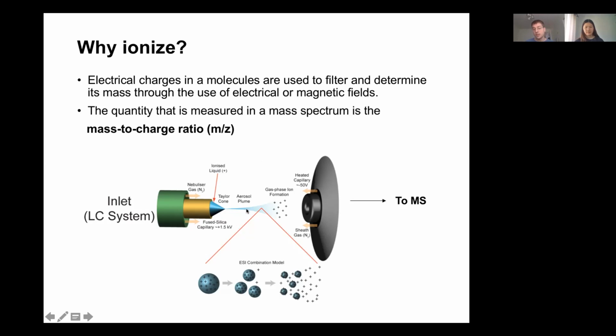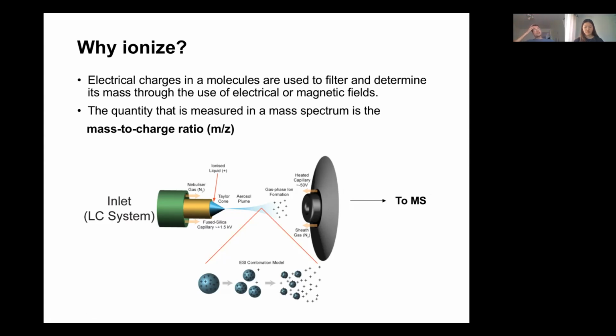And from this aerosol now, these ions will desolvate, meaning they will enter the gas phase completely. And then these gas phase ions are the ones that will go into the capillary here, and this is applied under vacuum. And then you can imagine that the mass analyzer will be downstream of here, and then the detector will be downstream of here.